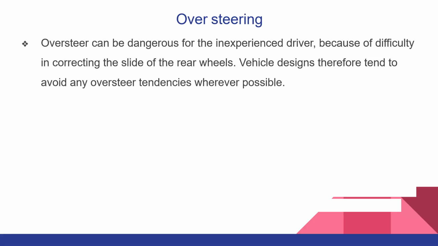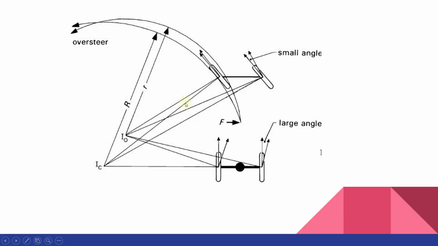Oversteering, as we know, can be dangerous. If the driver is not very experienced, then this oversteering cannot be controlled and the vehicle will overturn. So the vehicle designs will try to avoid any oversteering tendencies wherever it is possible. This diagram shows the angles through which the vehicle will turn when undergoing an oversteering operation.